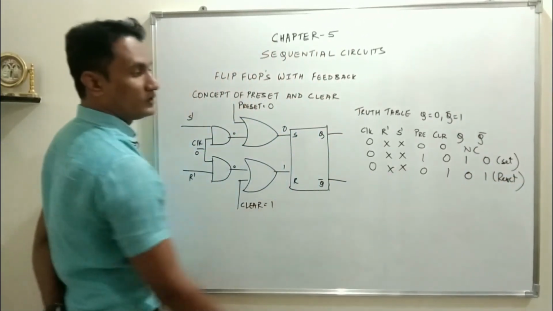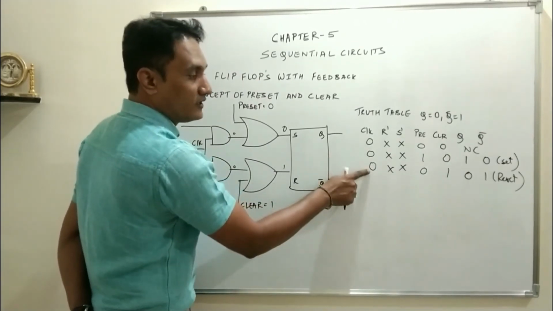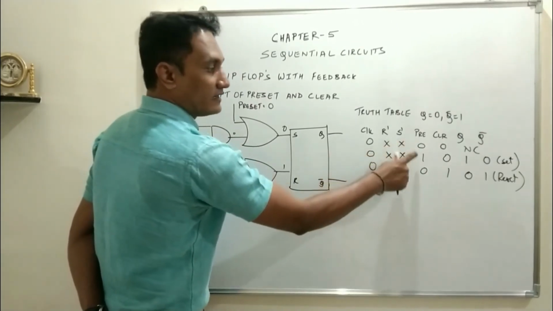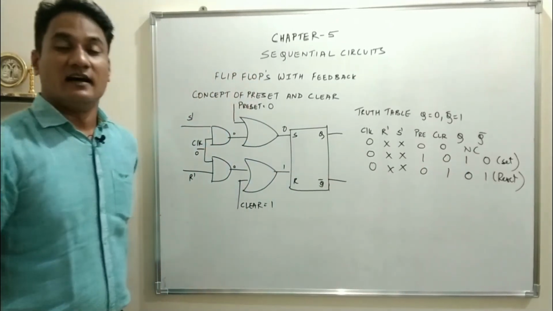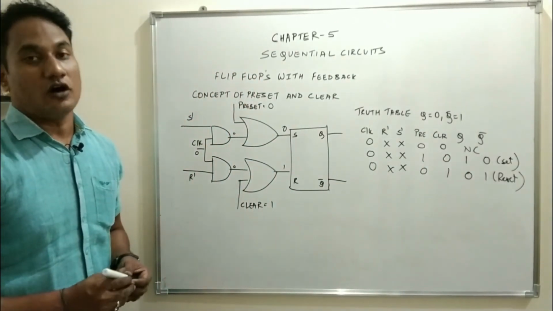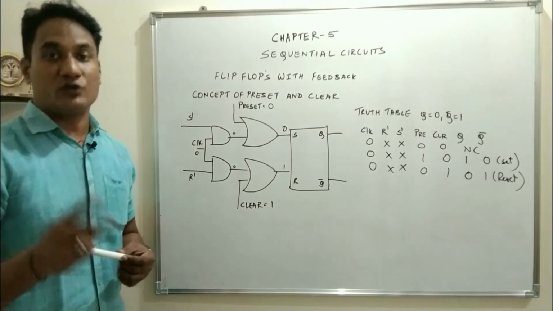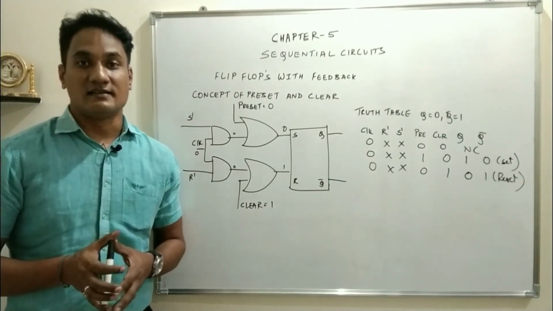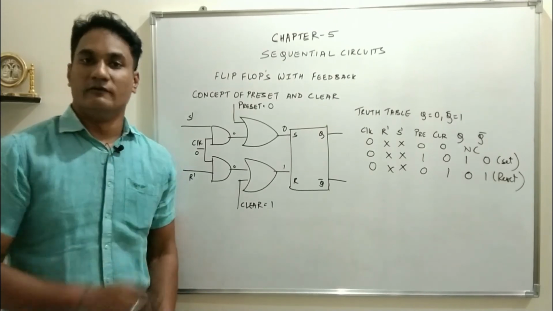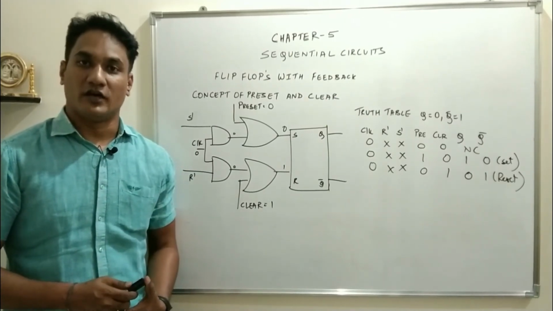So from this truth table what we can see is, even without giving clock pulse, if we activate preset and clear terminal, it will set and reset the output of the flip-flop. So there will be two additional terminals called as preset and clear, which will set and reset the output without giving clock pulse. I hope you have understood.